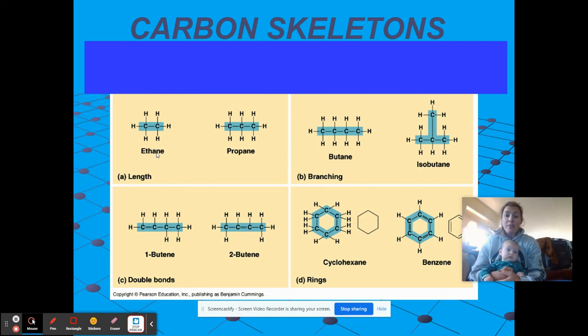For B, we can also make branching molecules. So butane and then next to it isobutane, those are what we call isomers of each other. They have the exact same chemical formula, but because they're different shapes, they have different properties, which is very cool. In C, we can also make single bonds or double bonds. So here we have 1 butene and 2 butene. 1 butene means that the number 1 to number 2 carbon is where the double bond is. And in 2 butene, that means that the 2 to 3 carbon has a double bond.